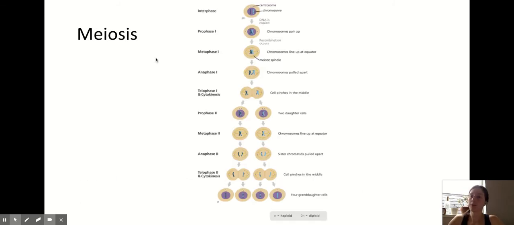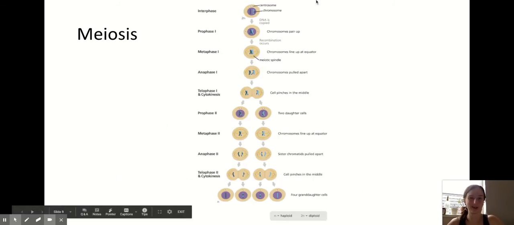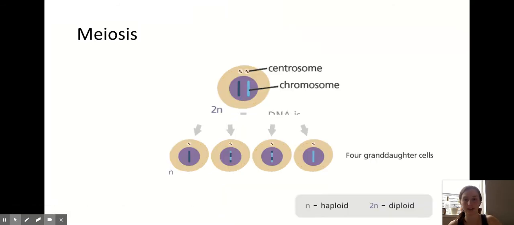Okay, meiosis. This is why we started with mitosis. Meiosis has got a lot more stages to it. But if we understand the phases of mitosis, it's not too hard to apply it here. I'm just going to make this a little bigger.